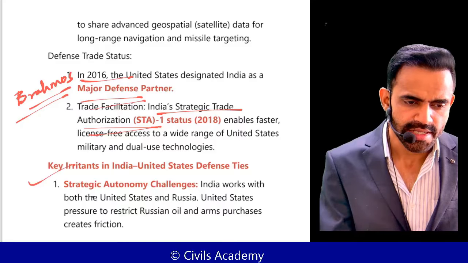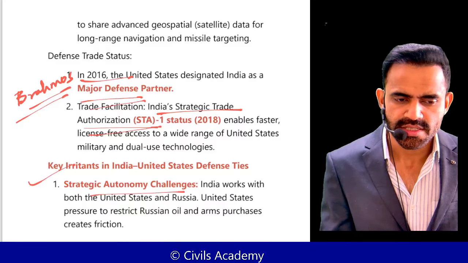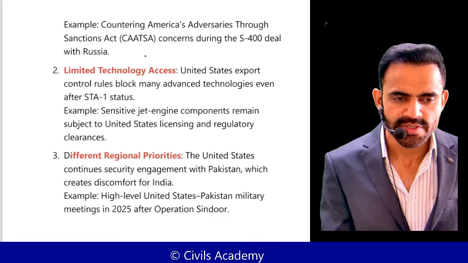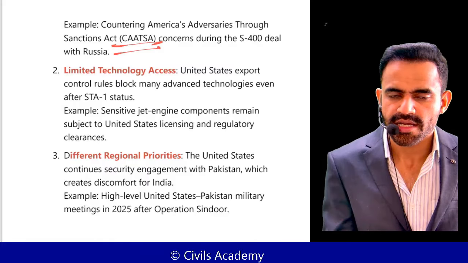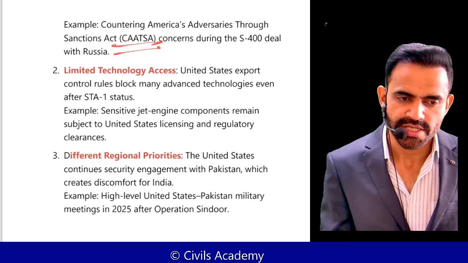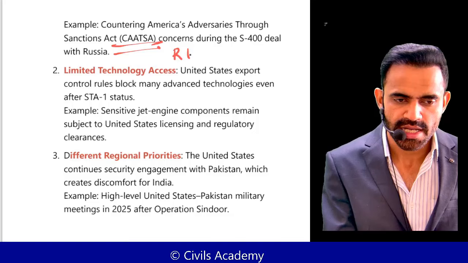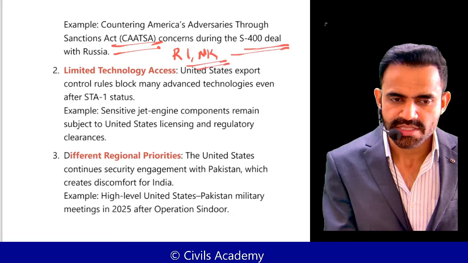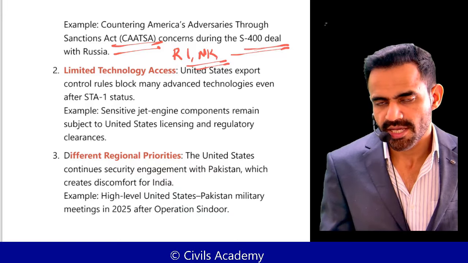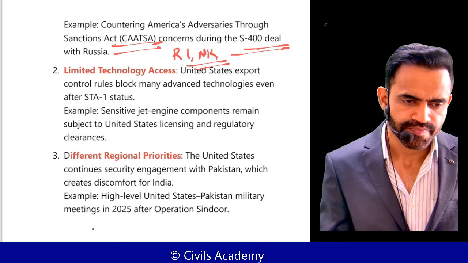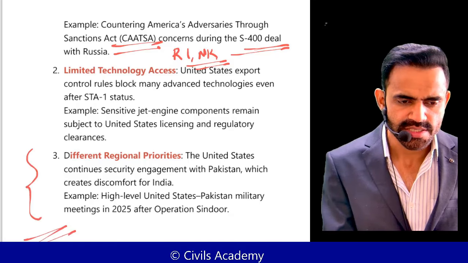These are the issues. We have already discussed the strategic autonomy challenge, like US is saying why you are purchasing oil from Russia. And subsequently, there is a risk of CAATSA. What is CAATSA? Countering American Adversaries Through Sanctions Act. Sanctions on like Russia, sanctions on Iran, and sanctions on North Korea. We have purchased S-400 missile defense system from Russia. So subsequently, there was a risk. Okay. Rest everything is quite common. Again, just go through it.